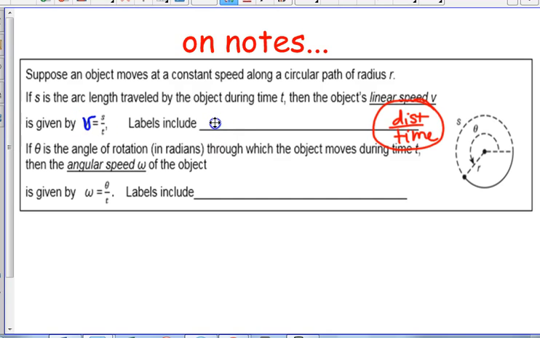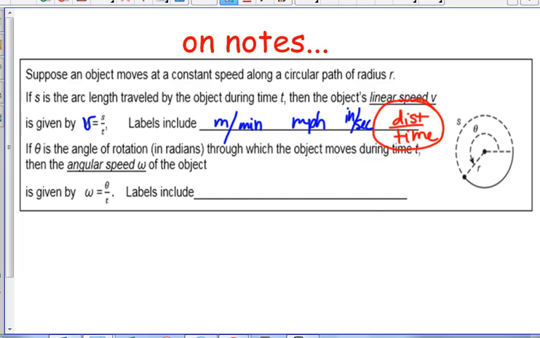What are some labels of distance over time? Jacob, give me a distance and a time. Just a label, you don't need a number. Meters per minute. Miles per hour. Centimeters per second. Feet per second. Inches per second. We good?